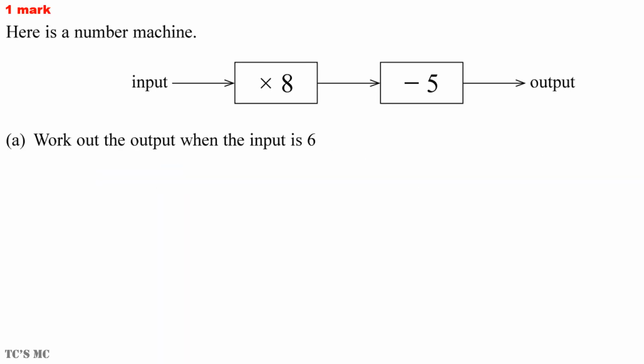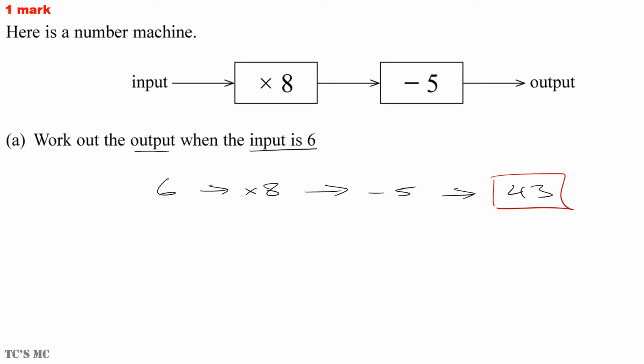Here is a number machine. Work out the output when the input is 6. So we have 6, we need to multiply by 8, and that is 48. Then we need to subtract 5, and the answer is 43. If you write 43 and only 43, you will still get the mark.